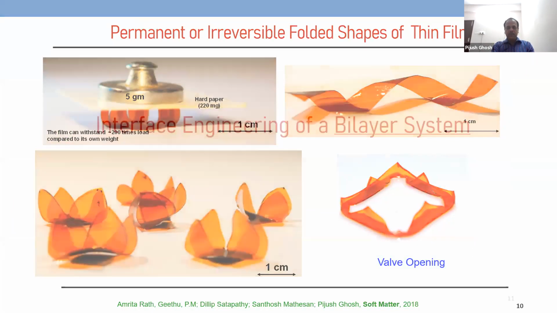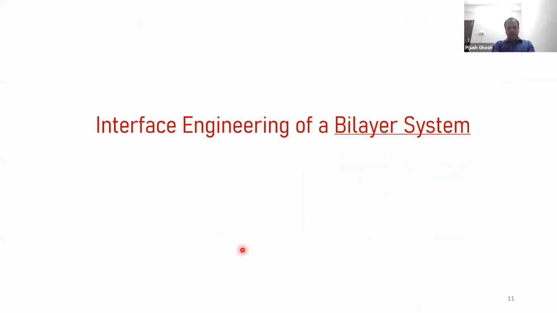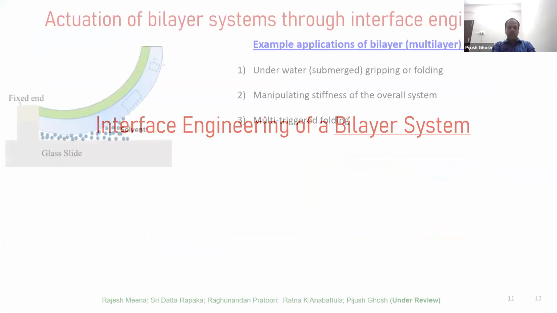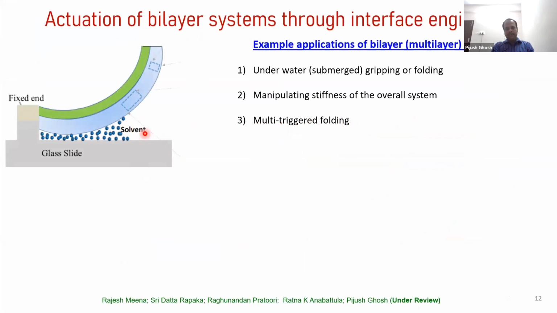Now, I just want to share a little bit about interface engineering of a bilayer system. From single layer we move to bilayer because there are certain applications that demand bilayer, for example, underwater gripping or folding. If the solvent comes from both sides, then you will not be able to develop the concentration gradient necessary for folding, and thus it will not fold. So you have to put a coating or a hydrophobic layer on one side to cause the folding when it is immersed in water.